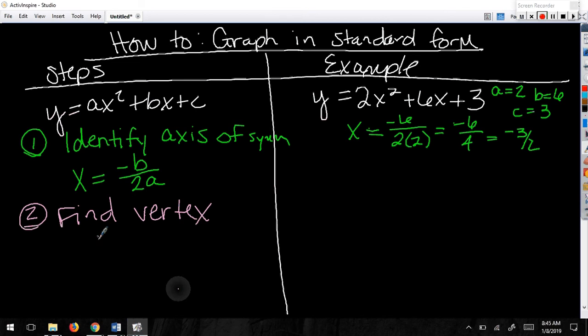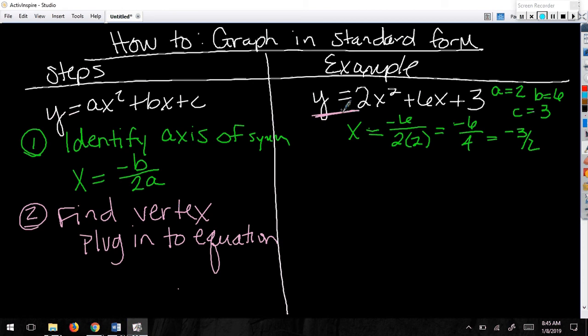We're going to plug in to our equation. Okay? It says y equals, so to find out what y is when x is -3 over 2, I'm going to plug in for the x's. All right, so here we go. 2 times. This is where you will really want your calculator.